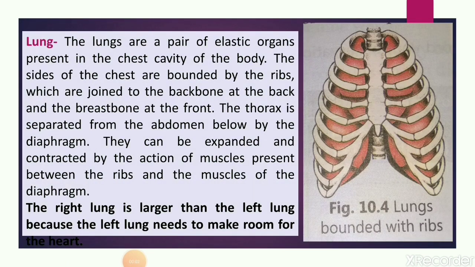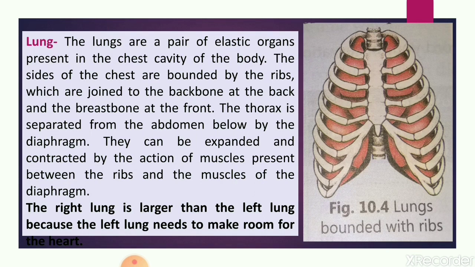Now students, the main or primary organ of the respiratory system is the lungs. We know that lungs are a pair of elastic organs present in the chest cavity of the body. Chest cavity means the thorax part of the body, and the sides of the chest are bounded by the ribs. The two lobes of the lungs, right and left lungs, are present in the rib cage. Rib cage means the cage-like structure which is made by 12 pairs of ribs.